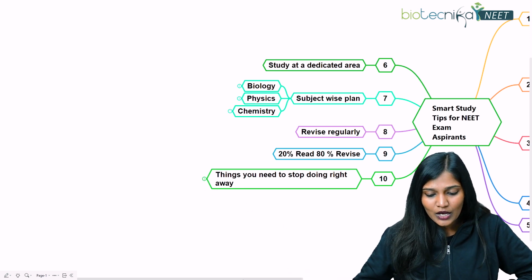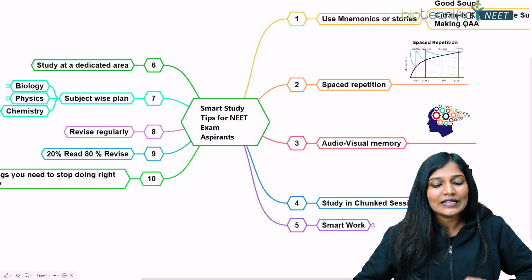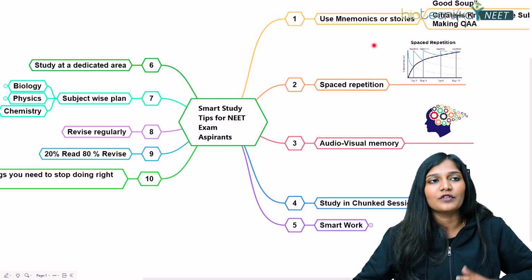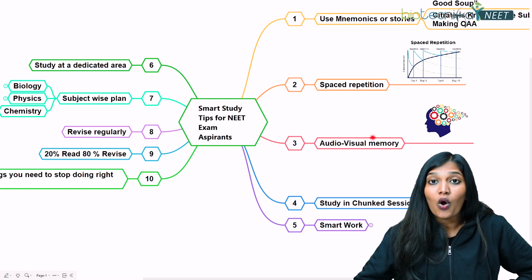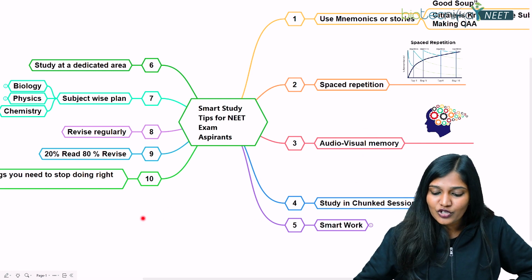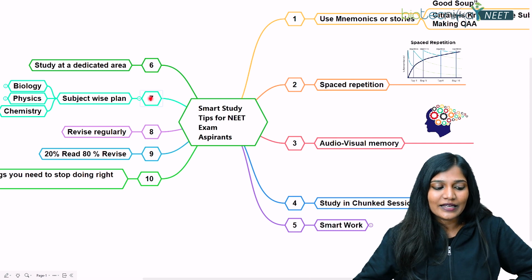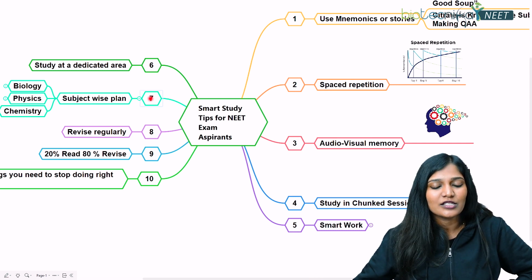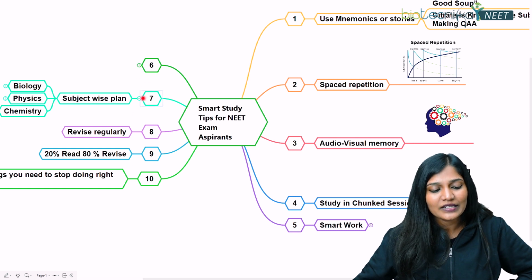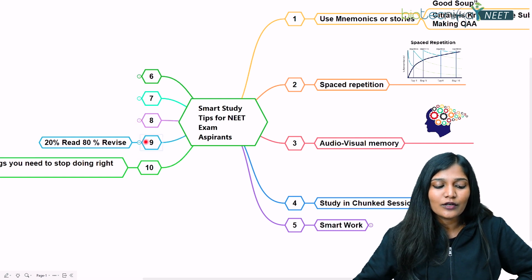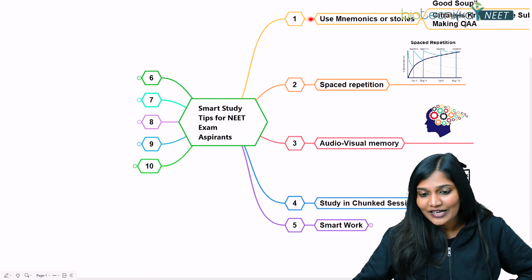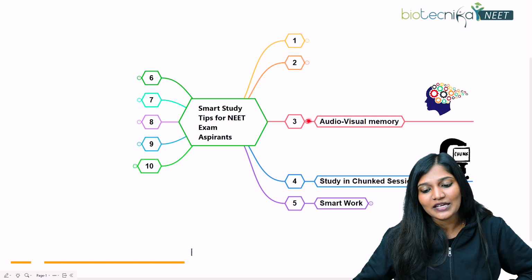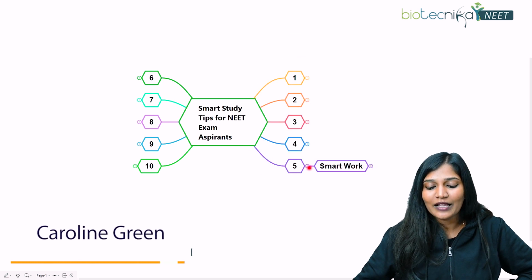That shouldn't be there. So these are some of the smart study tips for all the NEET aspirants, starting with mnemonics, spaced repetition, 20% read and 80% revise, audio-visual memory, studying in the form of chunks, smart work, studying in a dedicated area, and subject-wise plans, and keep revising all of this. So these are some of the smart study tips that you can definitely follow, and it will definitely be productive. And please put in the comments section what's the best study tip that you would suggest to a NEET aspirant, so that it is helpful for all of them.